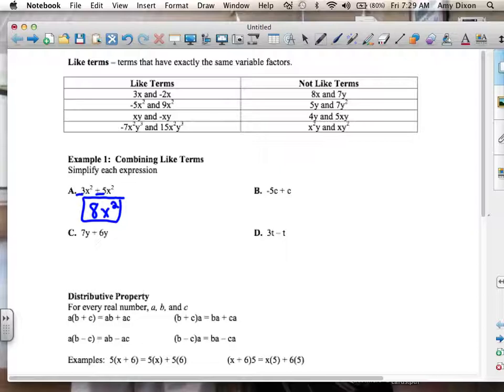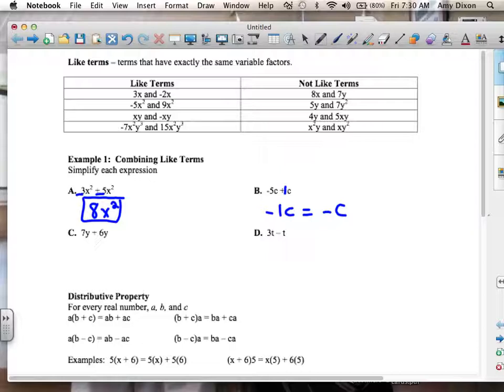The letter B, we have negative c plus c. Now, the c does not have a coefficient or a number before it. When you see that, there's actually a 1 before it. We just don't write very many 1s in algebra. 1s are just kind of implied. If there's nothing in front of a variable, it's implied that it is a 1. So we have negative 5c plus 1c. So we take negative 5 plus 1. They have different signs. So if you remember, we subtract, which is a 4, and then you take the sign of the bigger number, so that's negative. So we get negative 1c, and we don't even have to write the negative 1. This is the same as saying negative c.